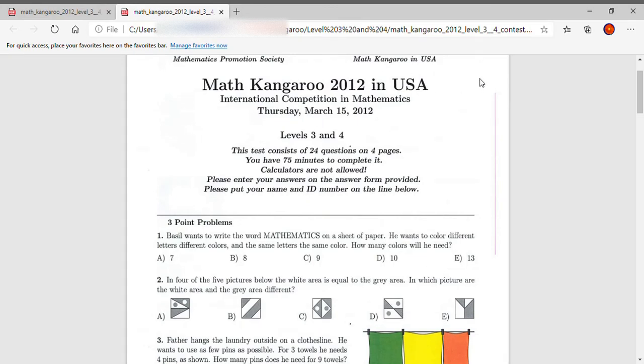For this video, I will be going over the 3-point problems for Math Kangaroo 2012 in the USA for levels 3 and 4. So let's get started.